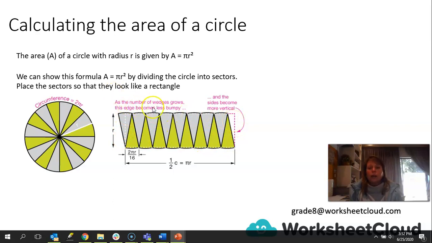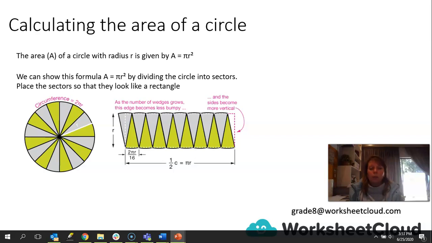So as the number of wedges grows, the edges become less bumpy. It becomes straighter and straighter, and the sides become more vertical. Again, like I said, you can cut this side and take that and put it on the other side, and then it starts looking like a rectangle. And we know how to work out the area of a rectangle.